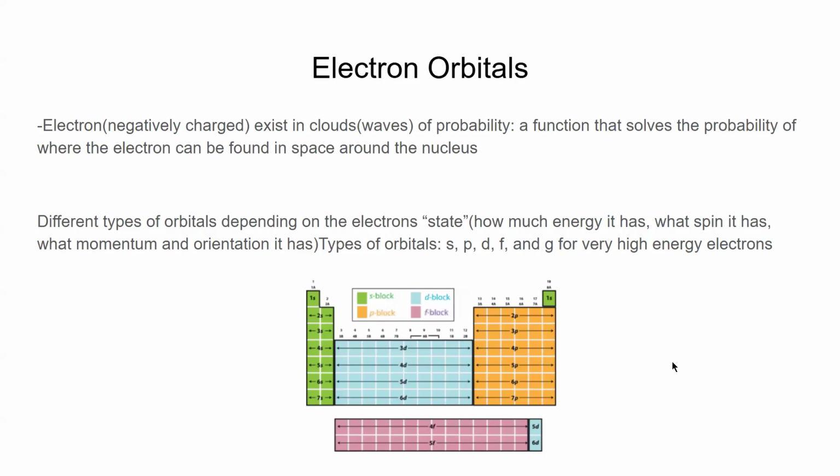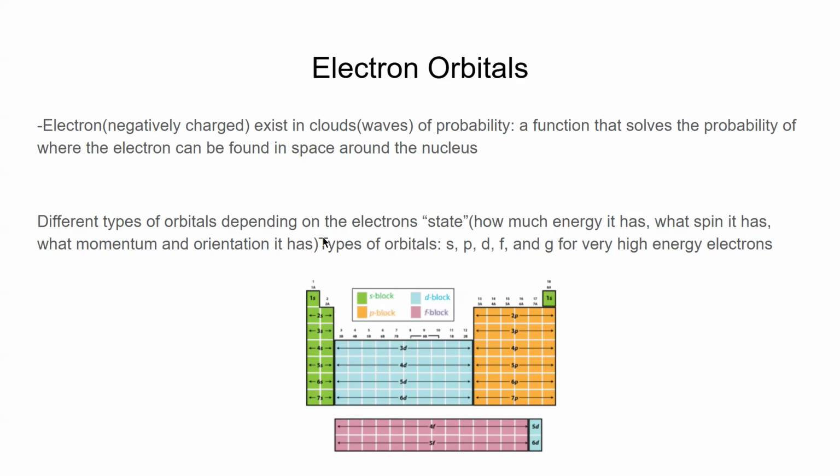So what to know about electron orbitals for a quiz and a knowledge check coming up: know that they're negatively charged and they exist in clouds of probability. So a function that solves the probability of where the electron can be found in space around the nucleus. And if you look in this space, you will find the electron at a certain point. It'll start behaving more like a particle, which is another part of quantum mechanics: particles can behave like waves, and then when you measure them, they'll start behaving like particles. It's not a normal thing that we would expect, but it turns out that it is true.